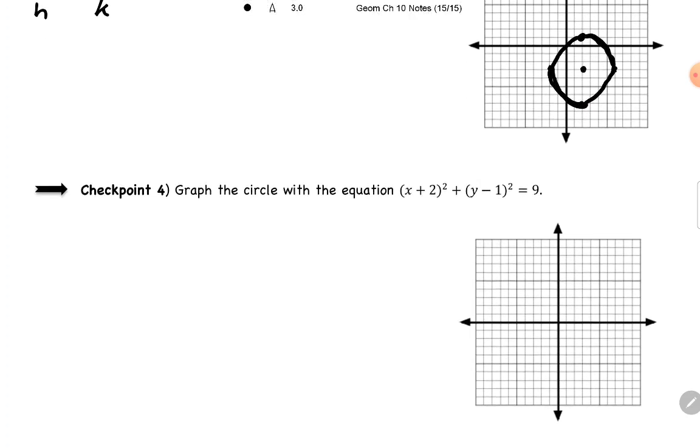Let's do another one. Okay, h, k is -2, comma, +1. This is r squared. So r is the square root of 9, so 3. So we go to -2, 1, and then go up 3, make a dot, right 3, make a dot, down 3, make a dot, left 3, make a dot. And then we sketch our circle here.